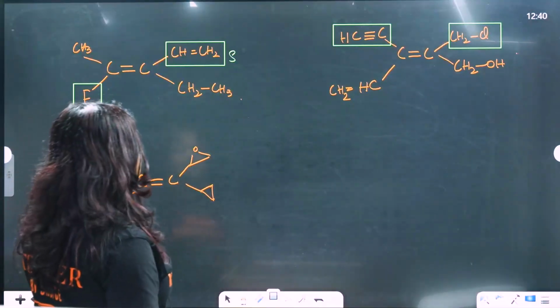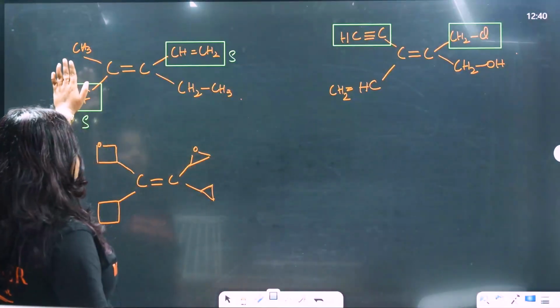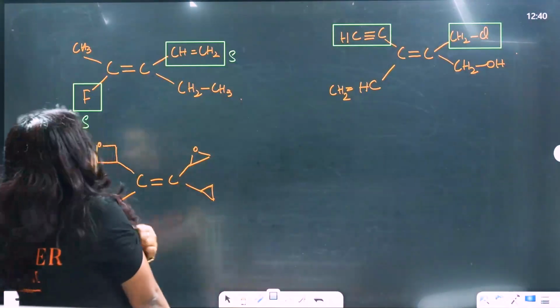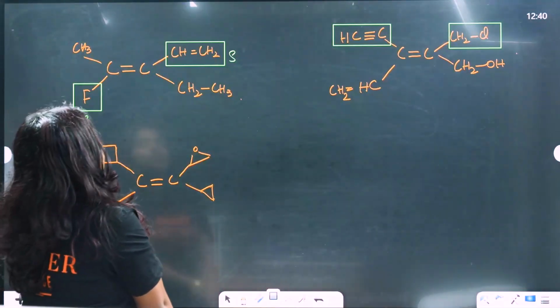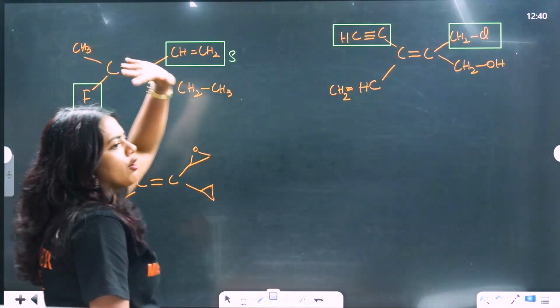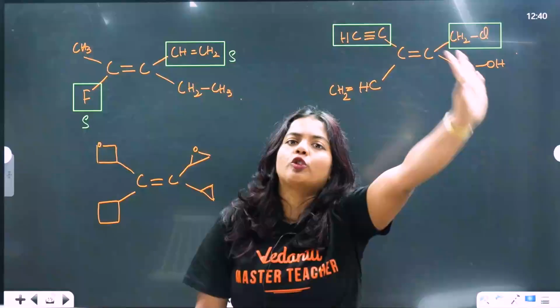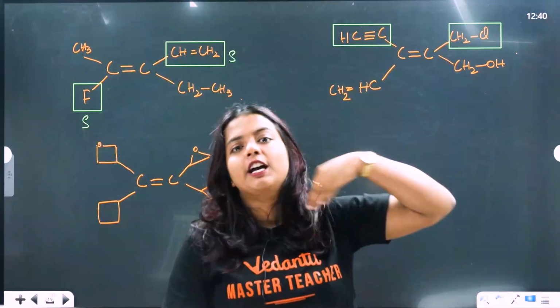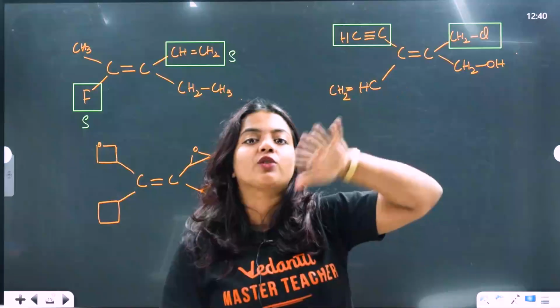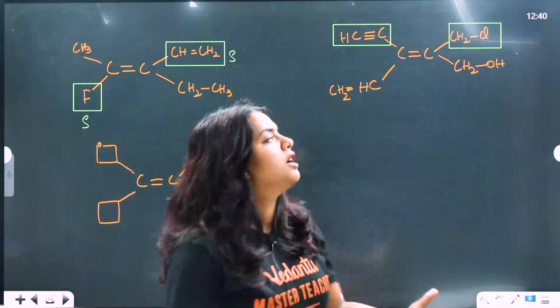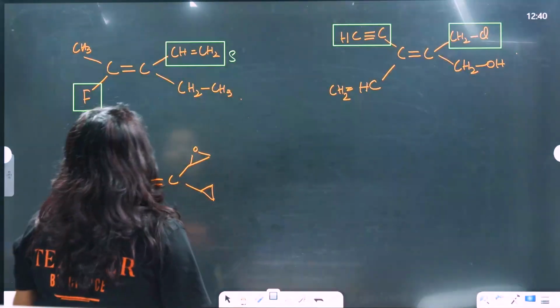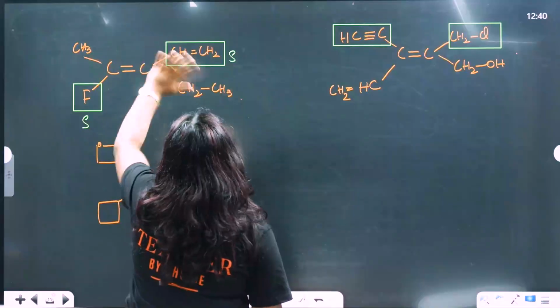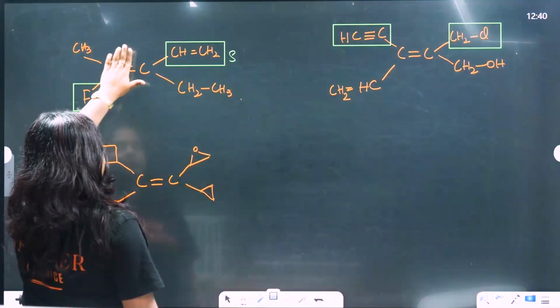So in this, listen, they have given you C double bond C, and you can see that in each carbon, different groups are there, and they are showing geometrical isomerism. In geometrical isomerism we only have to find whether it is E or Z. So here, listen carefully, consider this carbon.